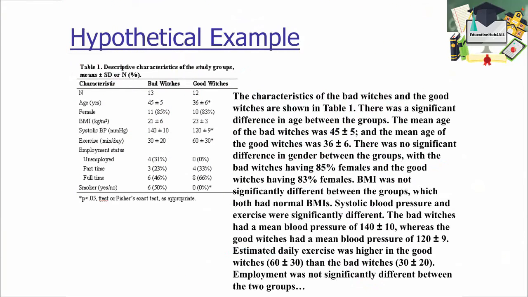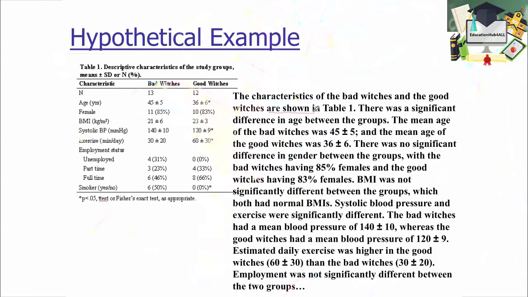Now here's an example of what not to do. I'm going to go back to the hypothetical example that I had on bad witches and good witches. The bad witches, remember, were older, less healthy, they exercised less, and so on. I've presented the table that I showed in Module 1 with our hypothetical data alongside a mock results section that is similar to what I see from a lot of students. The results section starts, the characteristics of the bad witches and the good witches are shown in Table 1, and I want to just point out here that they are shown, that's in the passive voice.